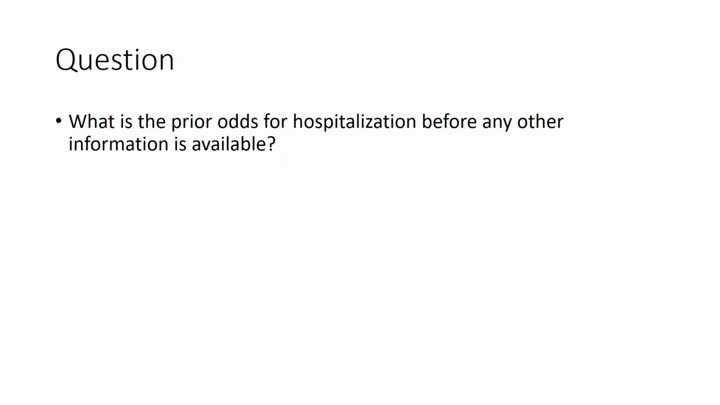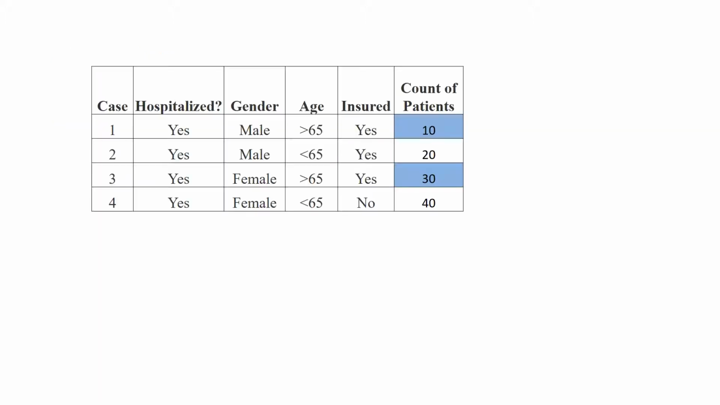So this is the next question. So we're calculating the prior odds for hospitalization before any other information is available. So this is the same data set that we used in the previous question. So I just turned the filter on for hospitalization equals yes. So this is what the table will look like.